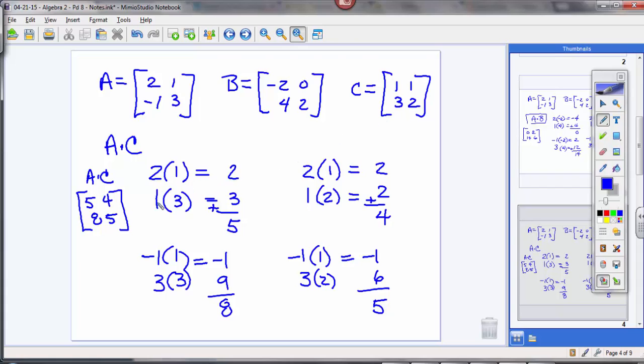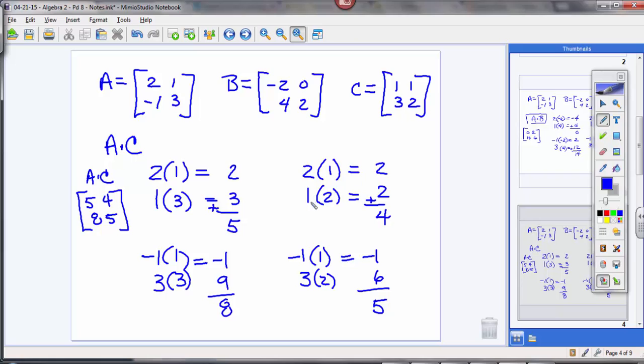2 times 1 is 2. 1 times 3 is 3. Add those together, we get a 5. Step over to column 2 in matrix C with row 1 of column A. 2 and 1 lined up, rotated 90 degrees.